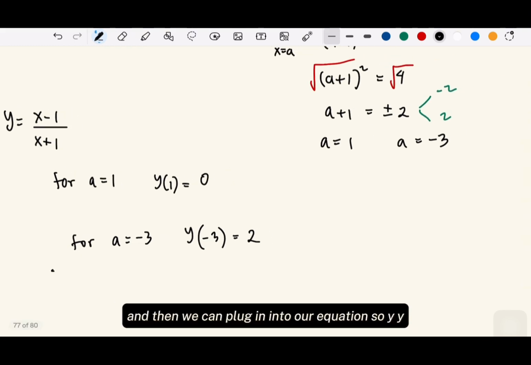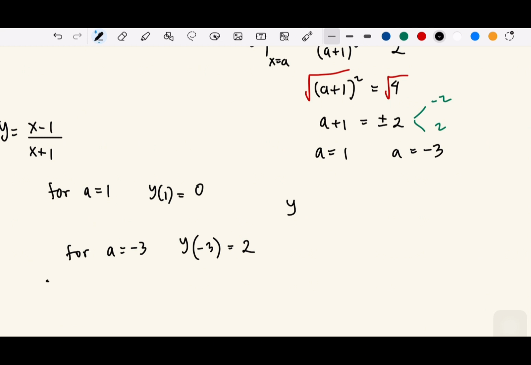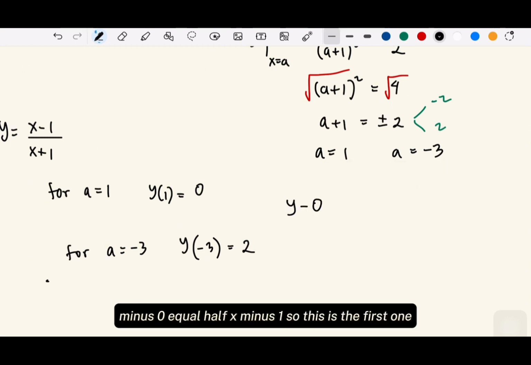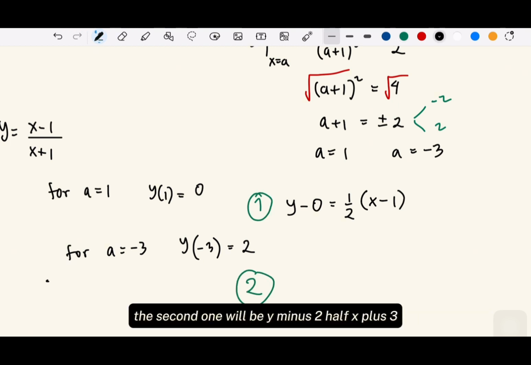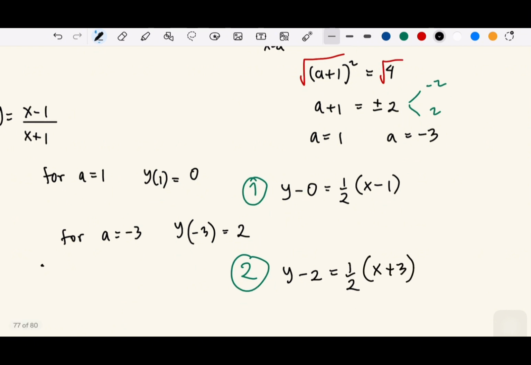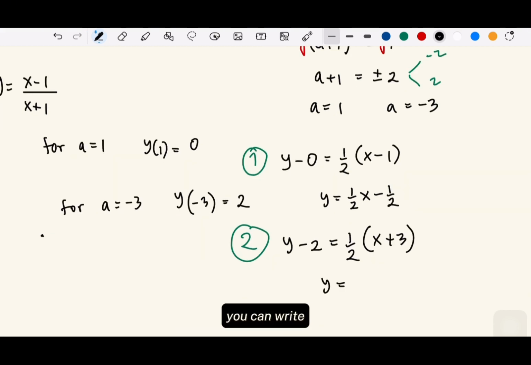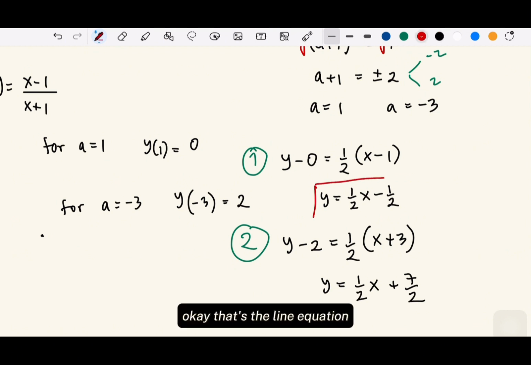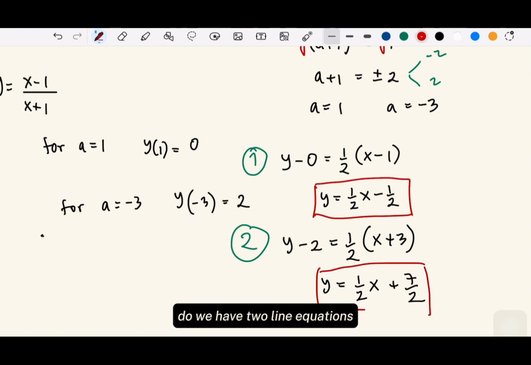And then we can plug into our equation. So y minus 0 equals half x minus 1. So this is the first one. The second one will be y minus 2 equals half x plus 3. This you can write as this one. And the second one you can write as y equals half x plus 3 over 2 plus 2. What is 3 over 2 plus 2? 4 plus 3, 7 over 2. Right? Okay, that's the line equation. So we have 2 line equations.